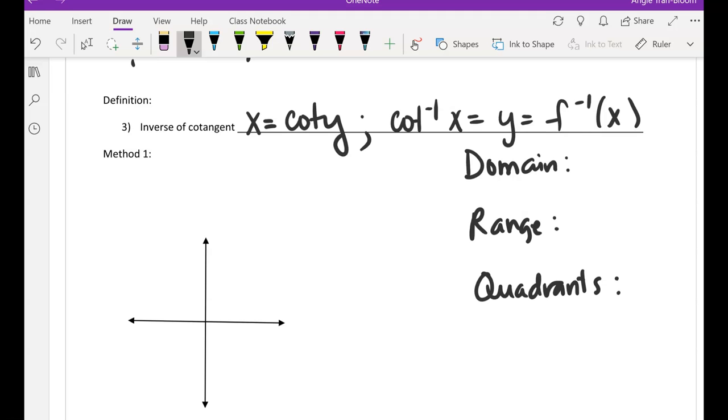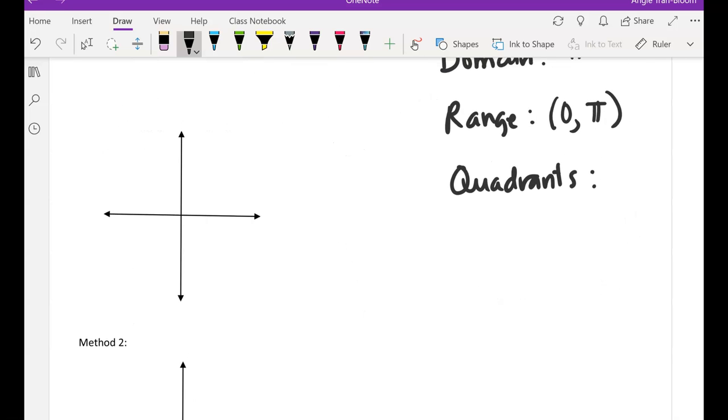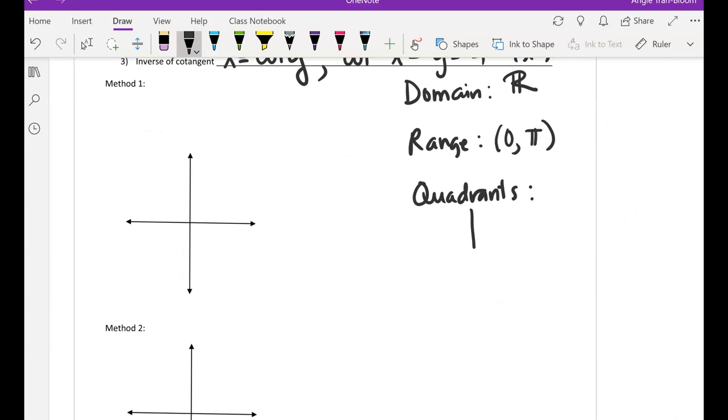What is the domain of our inverse? All reals. Because the range of the regular is all real. So this is all reals. What's the range of our cotangent inverse? Zero to pi. Now, as you know by now, I do relate these back to the quadrants. What two quadrants is cotangent inverse in? One and two. Okay? So now we have all six of the inverse functions.